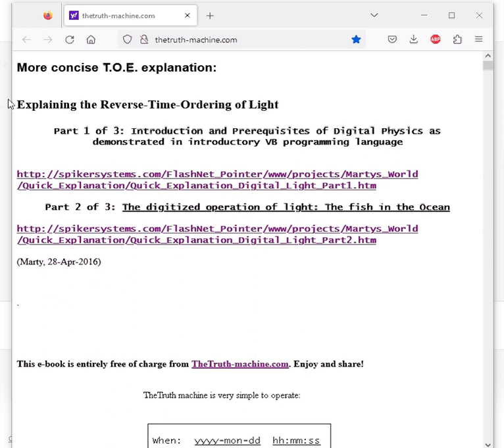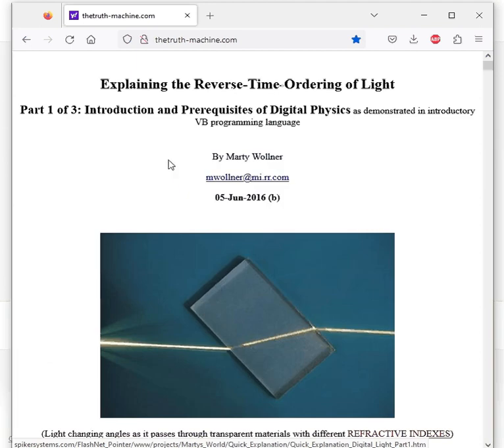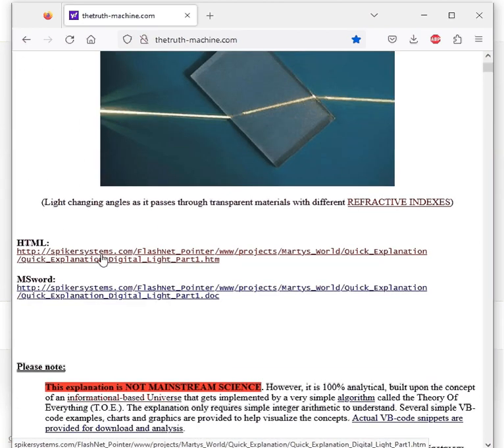And these are like little books I wrote called Explaining the Reverse Time Ordering of Light. Part one is an introduction and prerequisites of digital physics as demonstrated in introductory VB programming language. Let me just show you real quick what this looks like. It's free if anybody wants to go ahead and look at it. All free. I never asked for money. There's no ads. There's no hooks in there or anything like that.